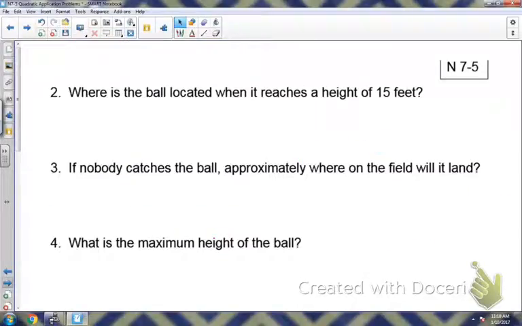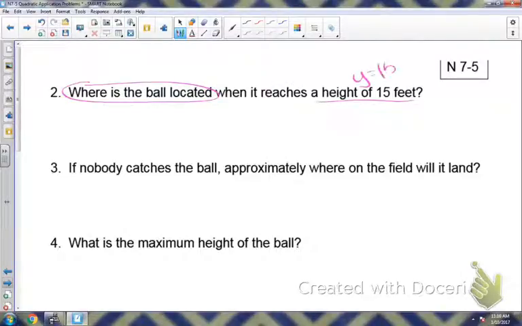Okay, so let's look at the back. It says, where is the ball located? That's what we're trying to find. When it reaches a height of 15. So this time, height, remember, is your y. So this time we're given the y value, and we're trying to find the x, because we're trying to find where it's located. Okay, so the number of yards from the goal.